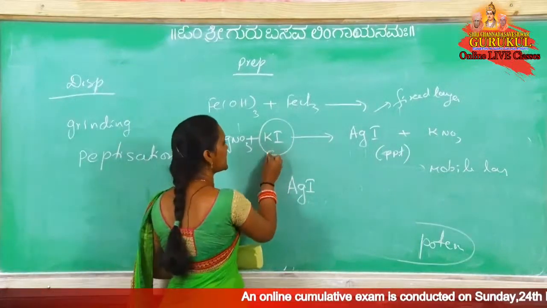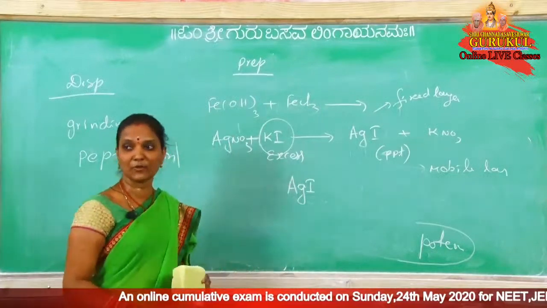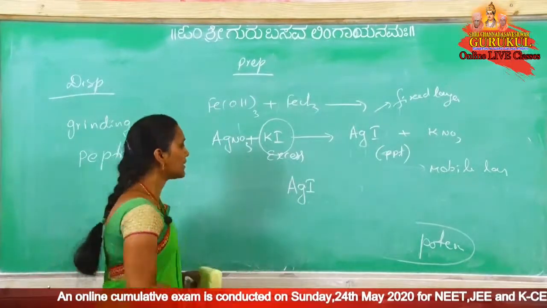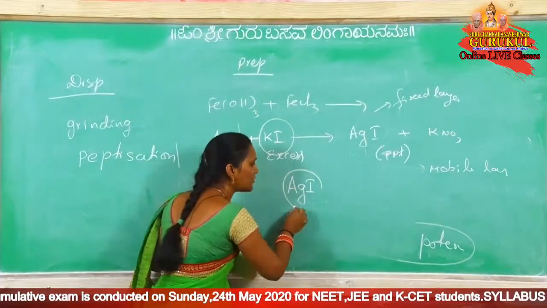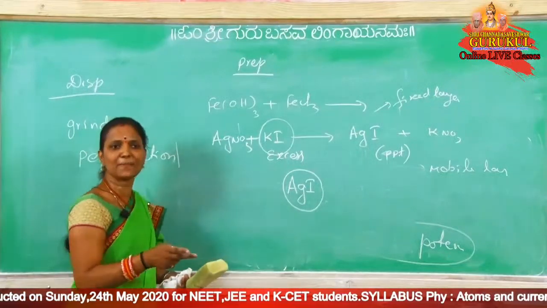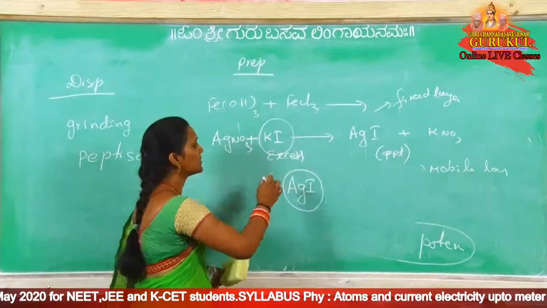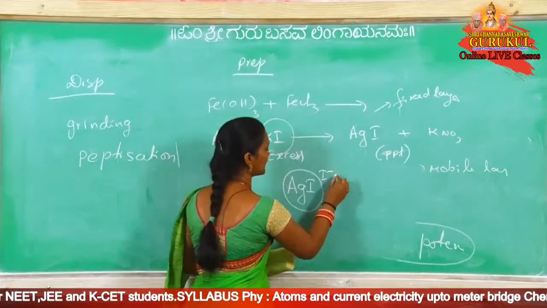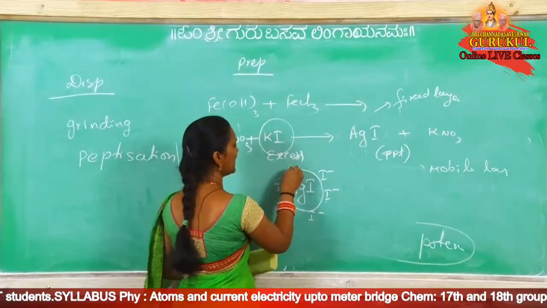Now to this, excess potassium iodide is added. This is the suitable electrolyte with a common ion. Now breakdown of the precipitate takes place. Each particle is surrounded by, AgI, surrounded by K plus or I minus. What is the common ion? That we have to observe. So what is the common ion?